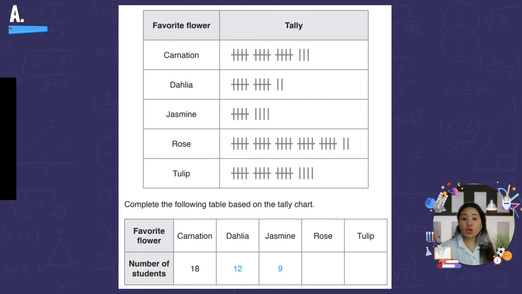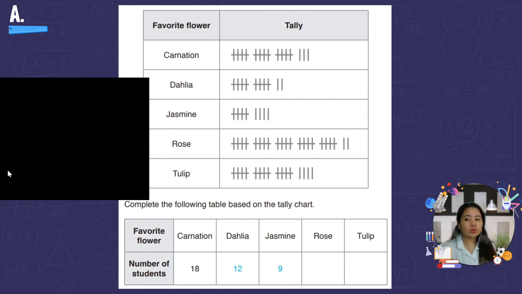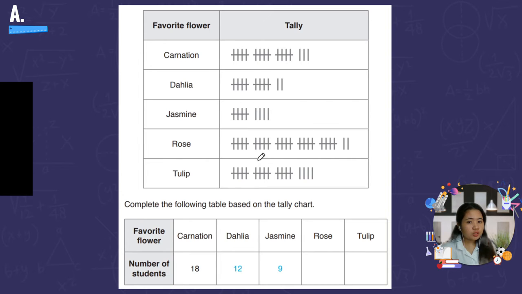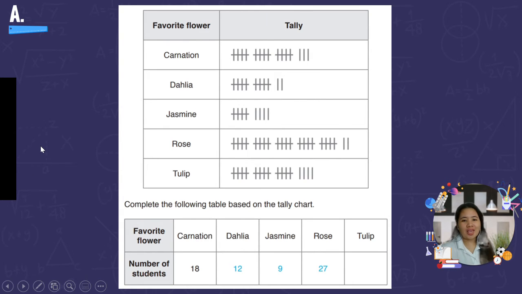Now let's go to rose. How many students chose rose? Let's count. 5, 10, 15, 20, 25, 26, 27. Okay, so there are 27 students who chose rose. Okay, correct. Then last one, tulip.